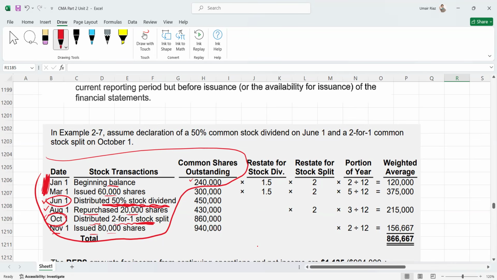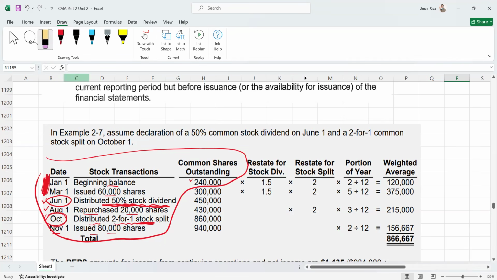And whenever we issue a stock dividend or stock split, we always assume these transactions happened at the beginning of the year, or that these shares were outstanding forever. Okay, this is the assumption we make. Based on this assumption we do the calculation. So here we go. Now this is the question.